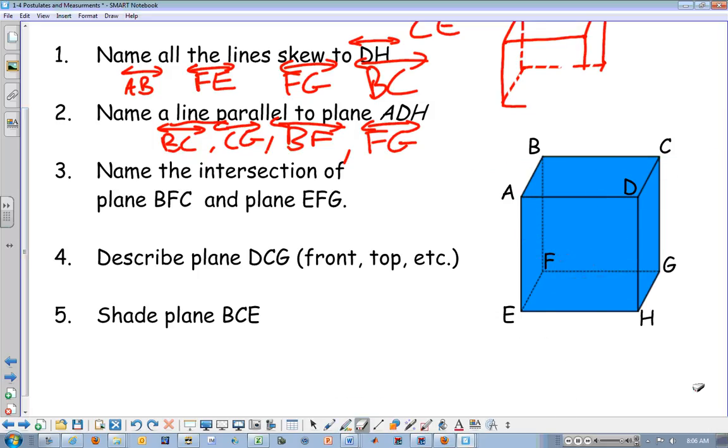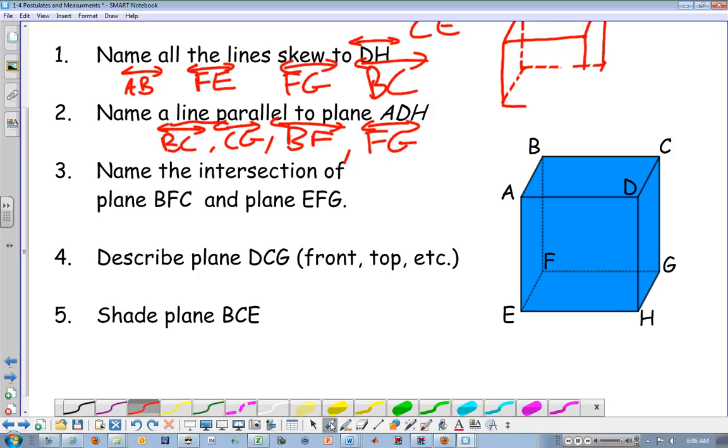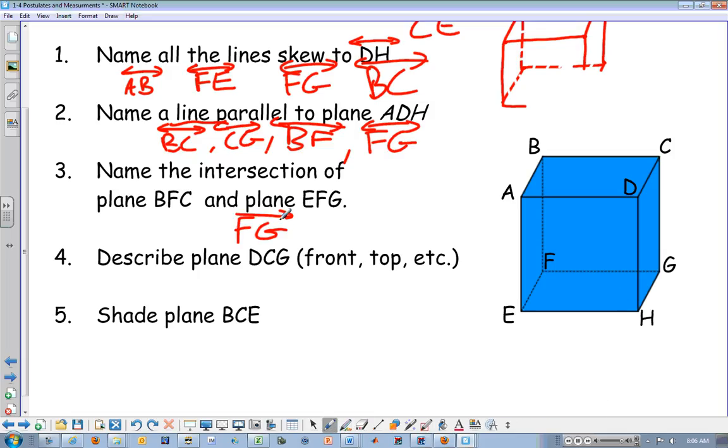Name the intersection of plane BFC and plane EFG. BFC, where's BFC? Top, bottom, back, right, front, left. BFC is the back. And EFG? FG. So EFG is the bottom down here, right? Okay. So BFC is the back, and EFG is the bottom, all right? So where do they intersect? FG, very good. And it's a line, FG, okay?